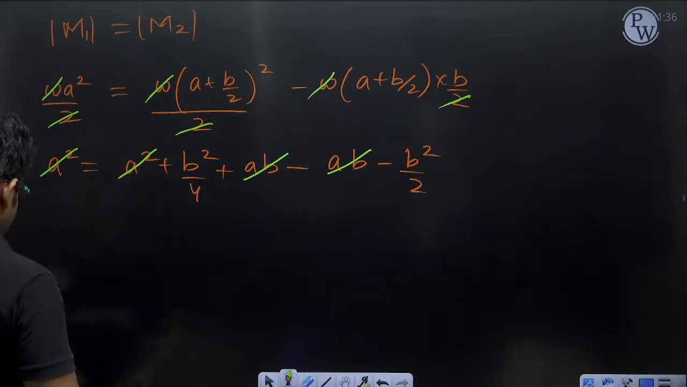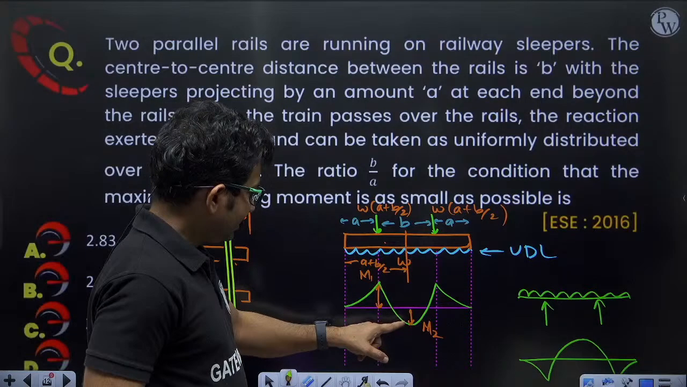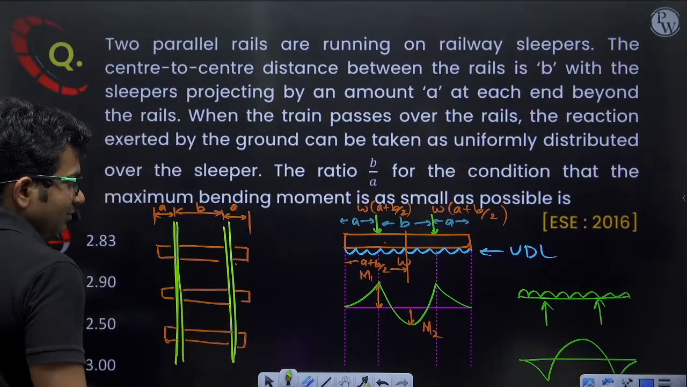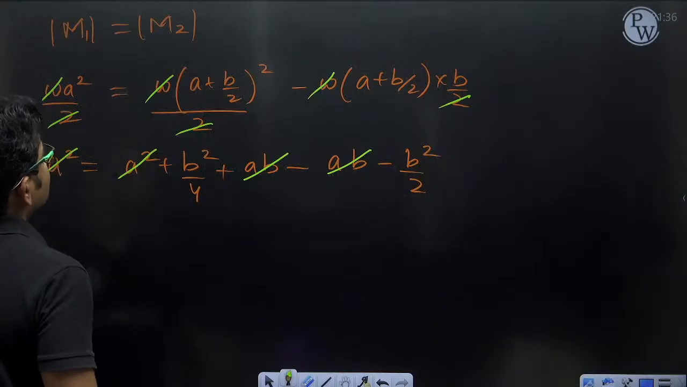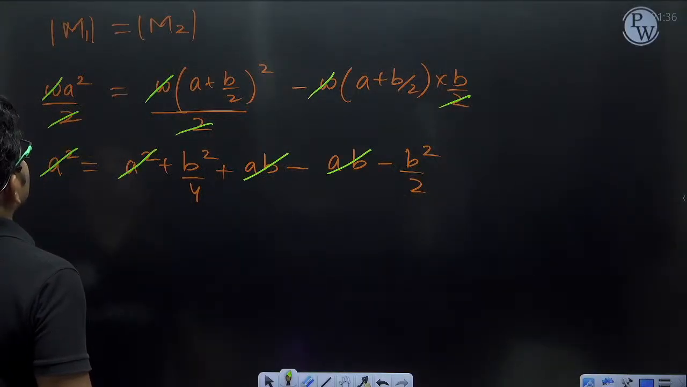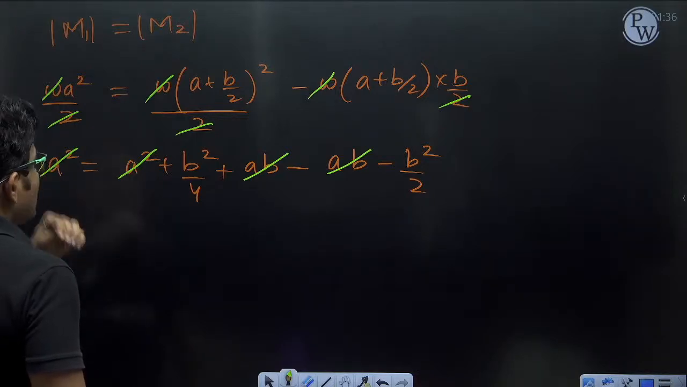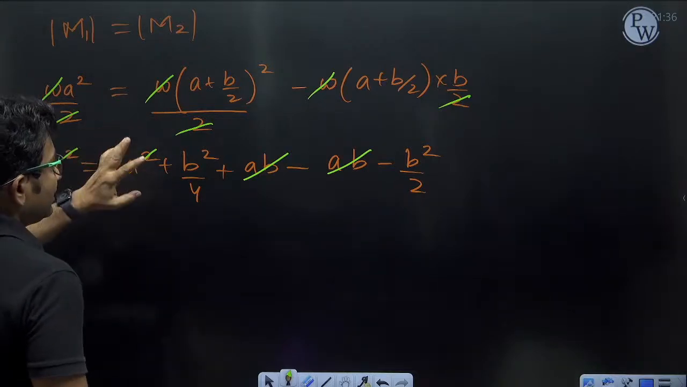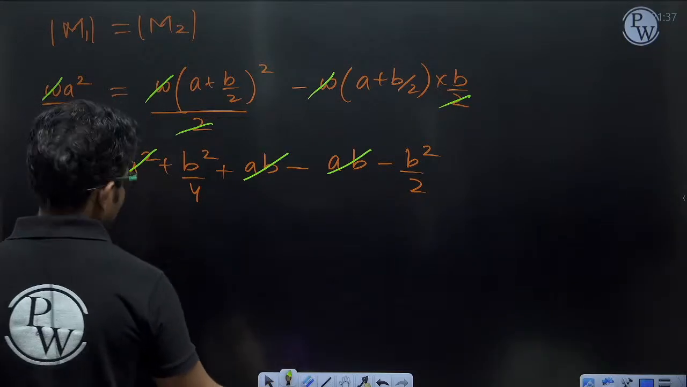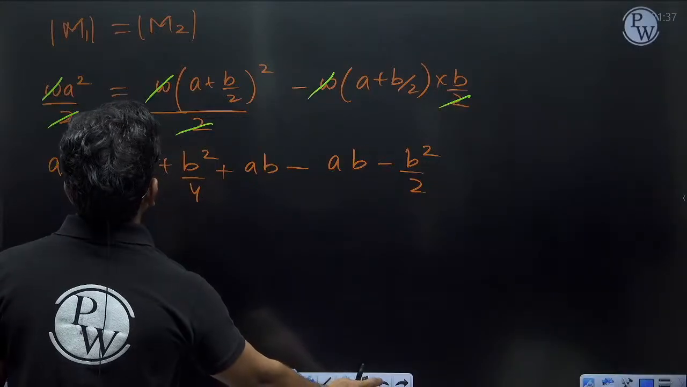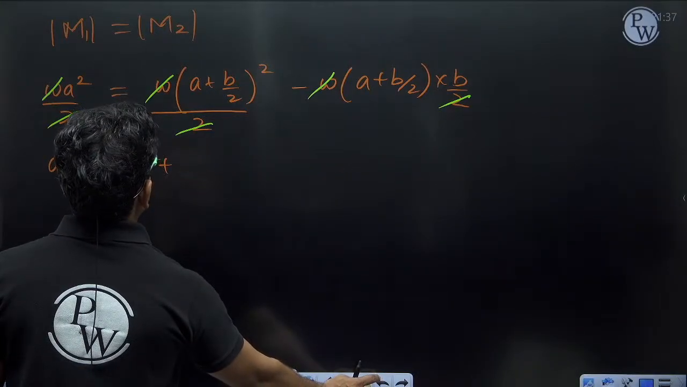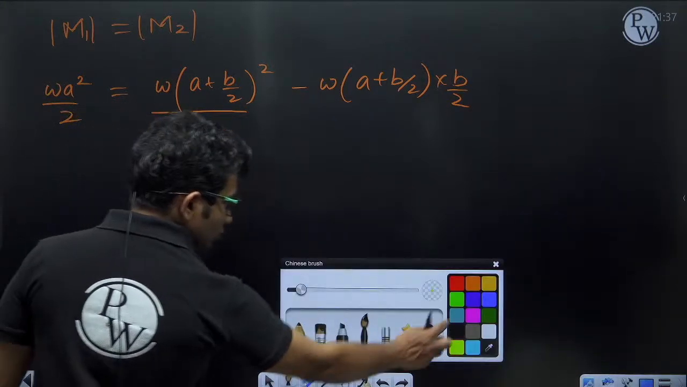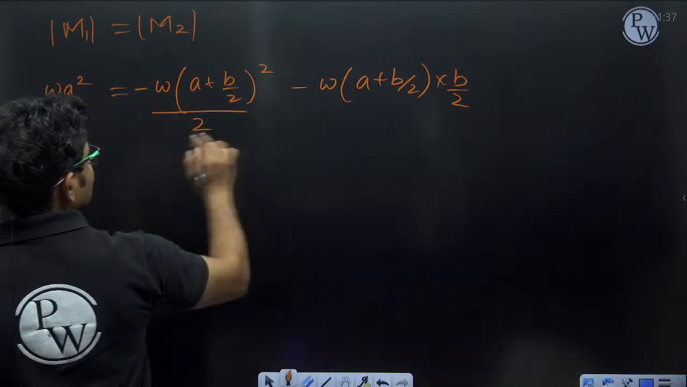Actually, what will happen? This bending moment here will be negative, so the final will be negative. We have to take the sign convention as that. Just a minute. This value will be minus, this value will be plus.